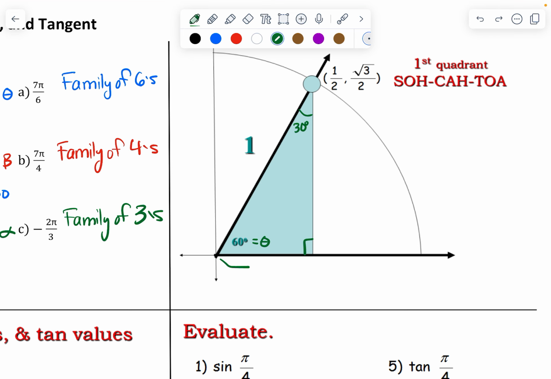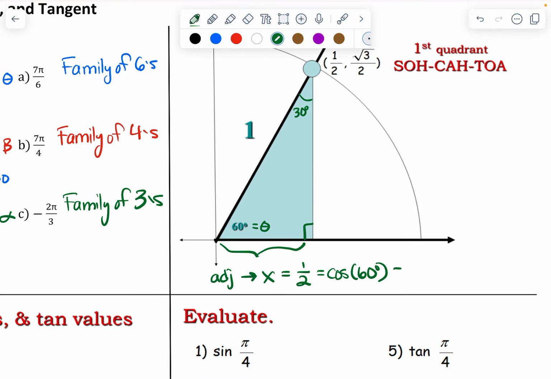So on this side, this is known as the adjacent side because our theta will always be at the center. Okay, it'll always come from this angle here. It's adjacent, which is also the x value, which in this case, the x value is equal to 1/2, which is equal to cosine of 60 degrees. And then in radians, this would be pi over 3. So all of this is equivalent.